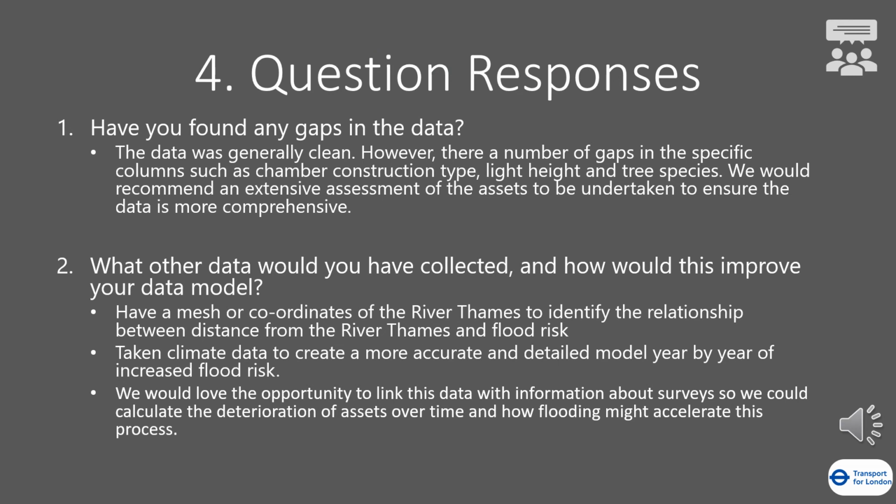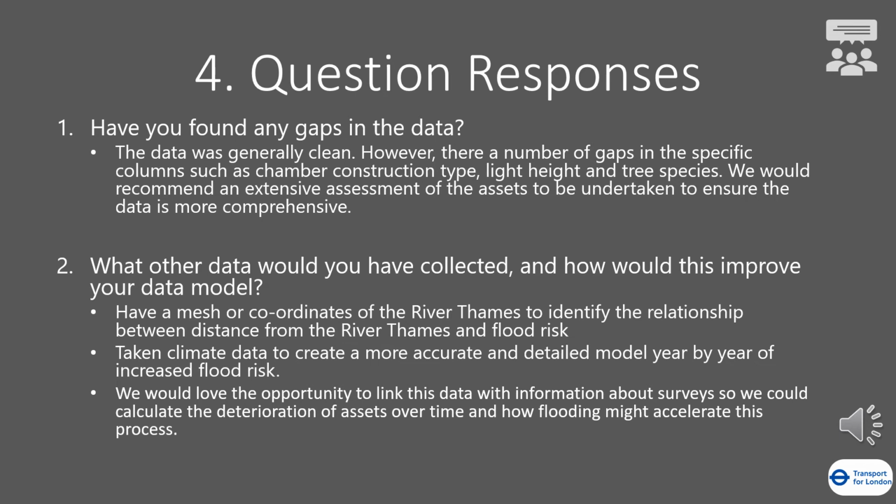The first question that was asked of our team was to identify whether there were any gaps in the data. Generally in the data, it was clean. However, there were a number of gaps in the specific columns, such as chamber construction type for our gullies, light height for our lamps, and tree species for our trees. We recommend an extensive assessment of the assets to be undertaken to ensure the data is more comprehensive.